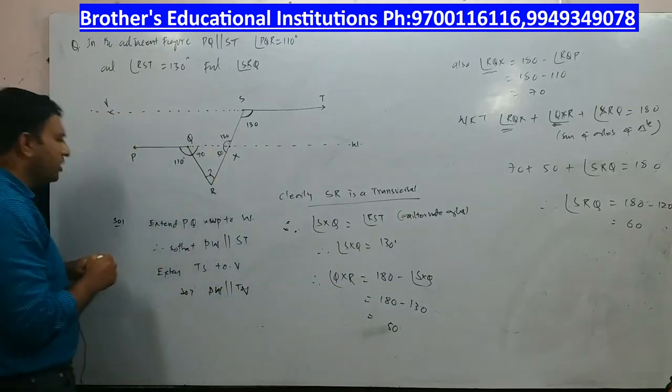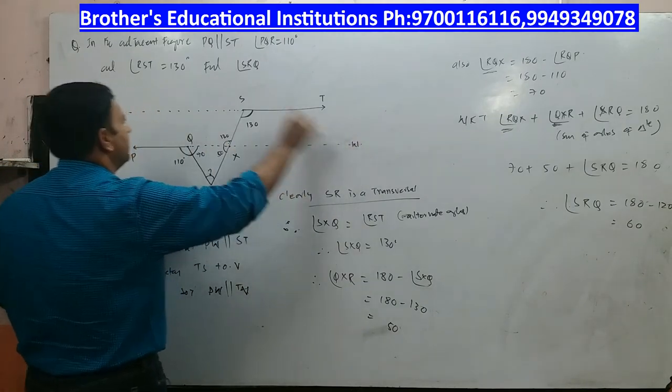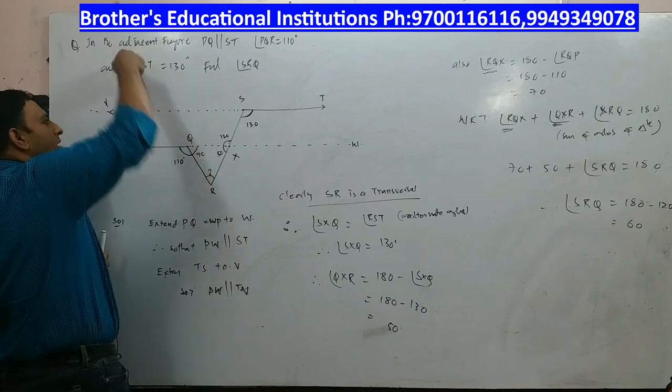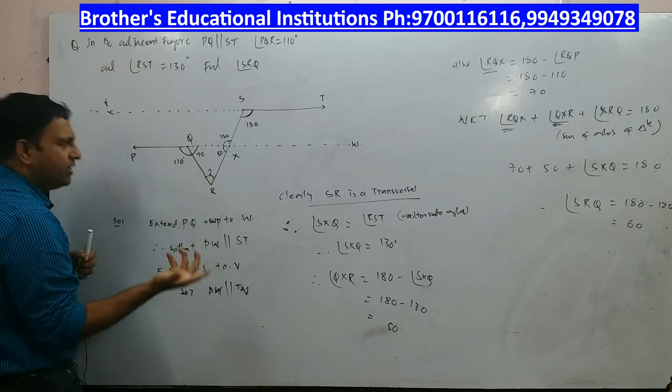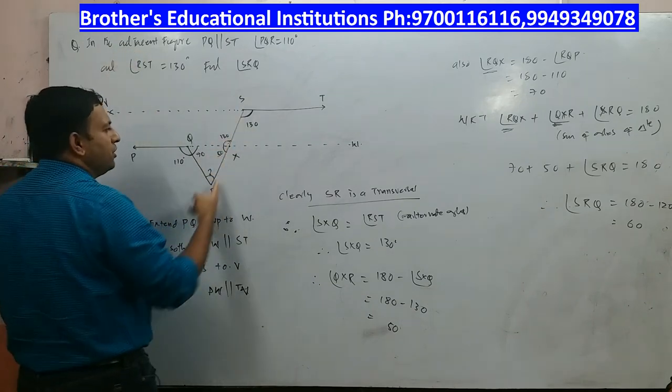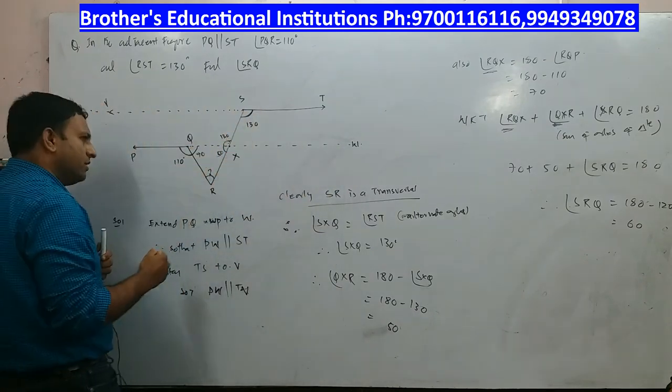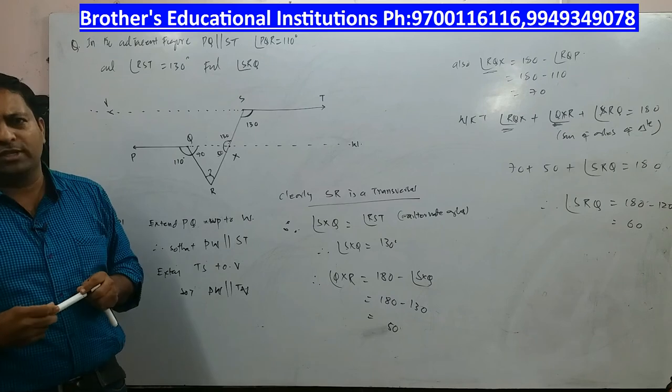See children, we could do this problem only because I could extend this. There is no need of this one. In case anything is being asked on this side, I will extend this and make a transversal. In this problem it is not required. In this problem it is sufficient for me to extend this PW so that I can use the property of transversal. I am sure you have understood this.